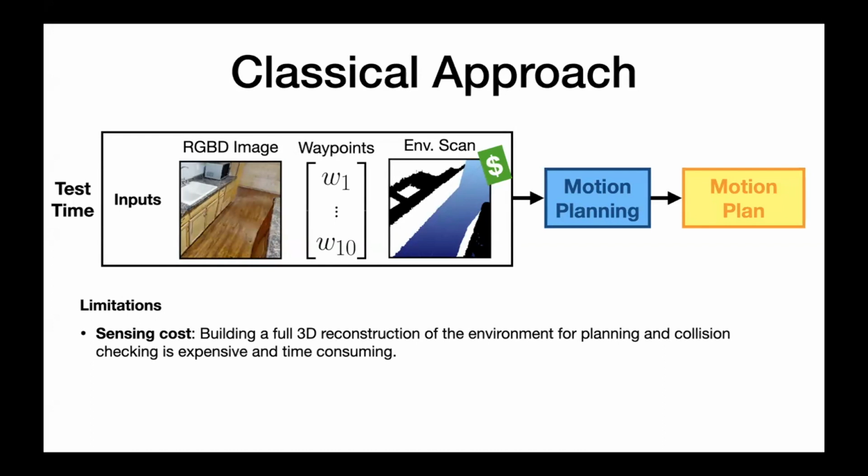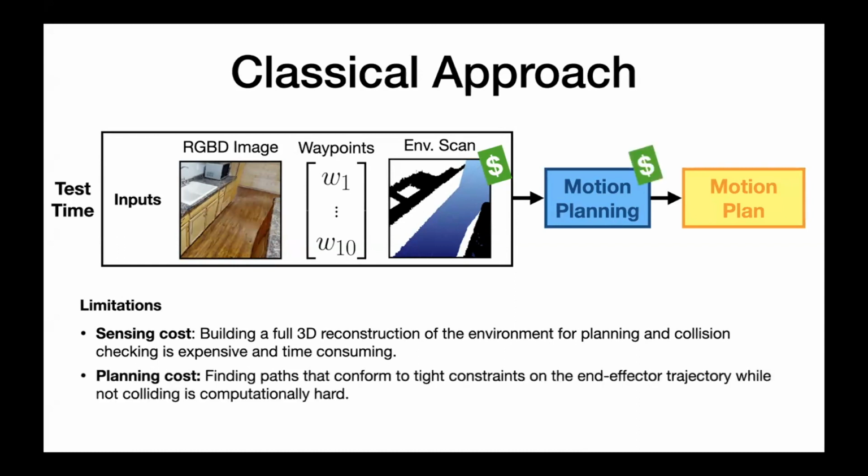And so this classical approach suffers from two limitations. One, it has high sensing cost, because to be able to output motion plans, you also need to reason about scene geometry and what will collide with what as you articulate the object. And the motion planning problem is also not so easy because of these extra constraints that you have to deal with. So in this work, the key insight that we have is that we will leverage past experience of solving similar problems in order to speed up this process at inference time.